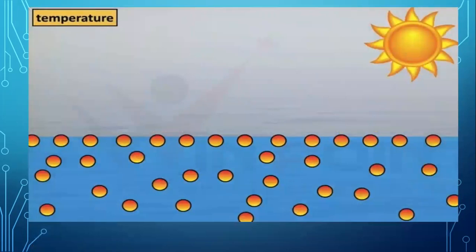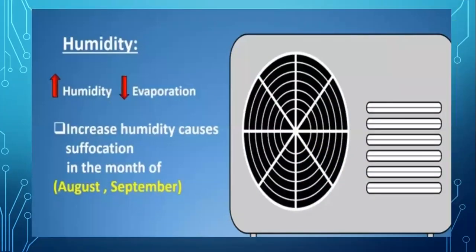Temperature. Temperature has a direct relation with evaporation. Why? As temperature increases, more molecules gain heat, more molecules get the kinetic energies so they can easily overcome intermolecular forces of attraction and get converted into the vapor form. As a result, the rate of evaporation increases with temperature.